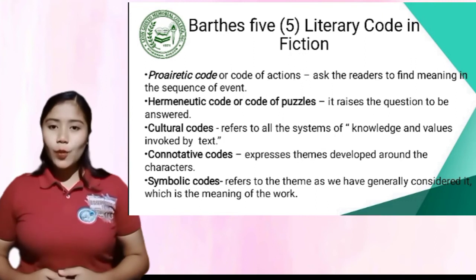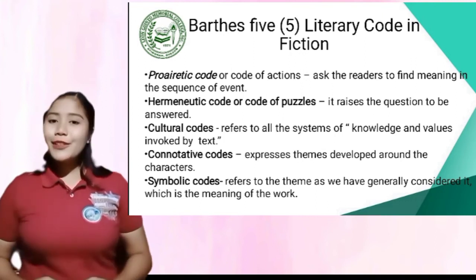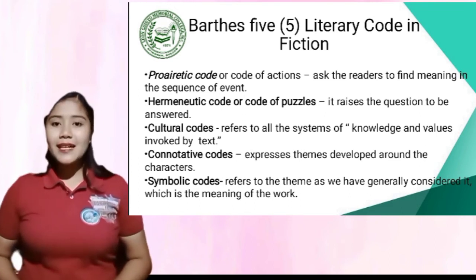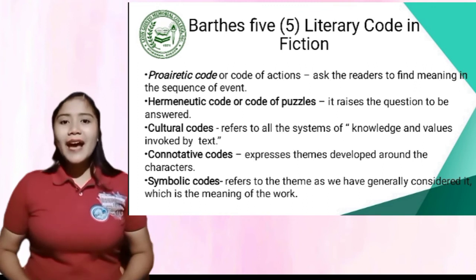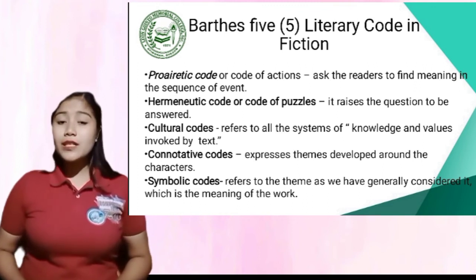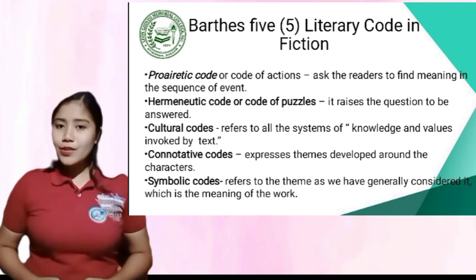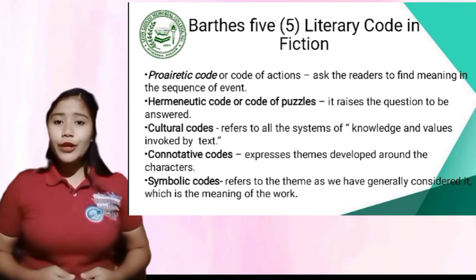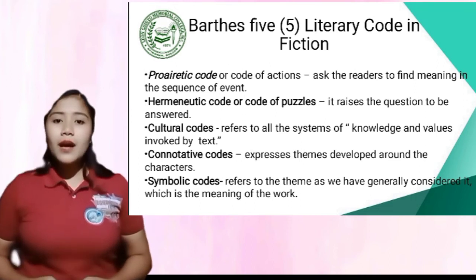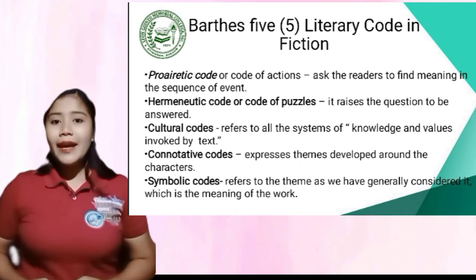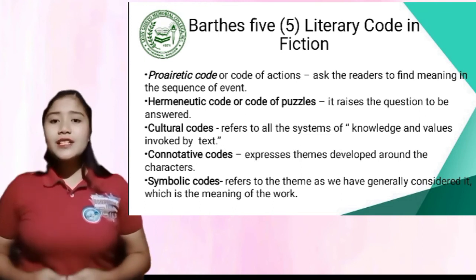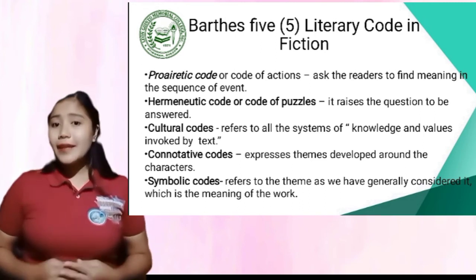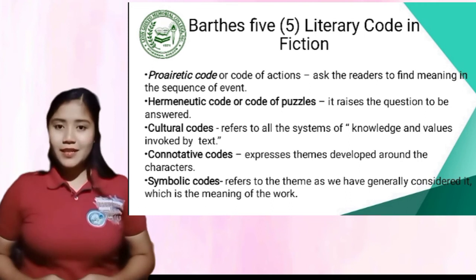Barthes' five literary codes in fiction. The first one is the proairetic code. It is also called the code of actions. It asks the readers to find meaning in the sequence of events. By using this code, we can consider every action in a story, from the opening of a door to a group of musicians. An action starts at a point and ends at another. In a story, they collide and overlap, but in the classic text, they are all resolved in the conclusion.